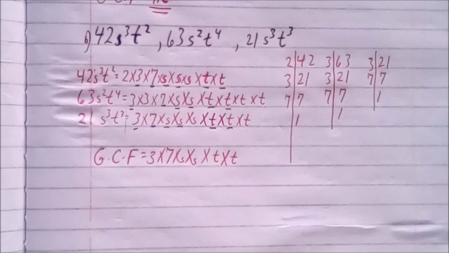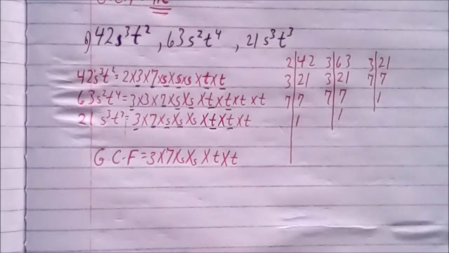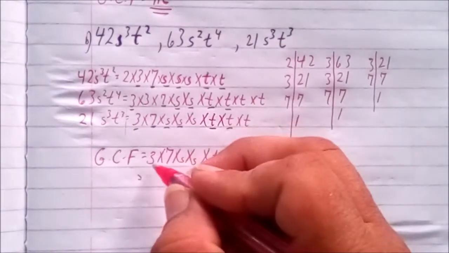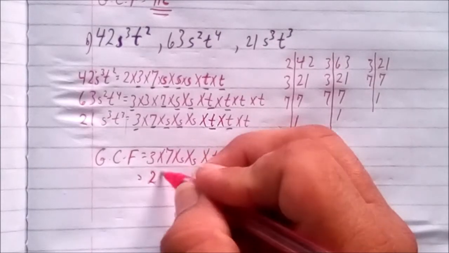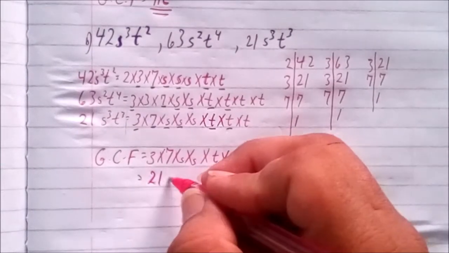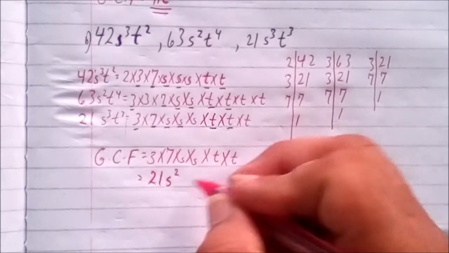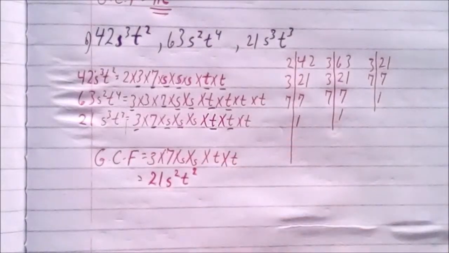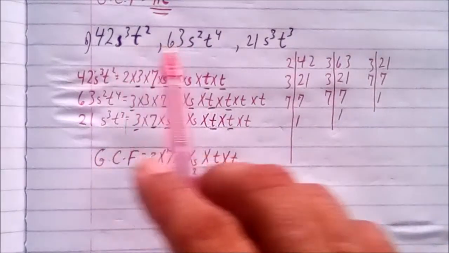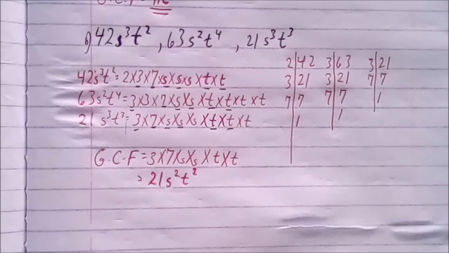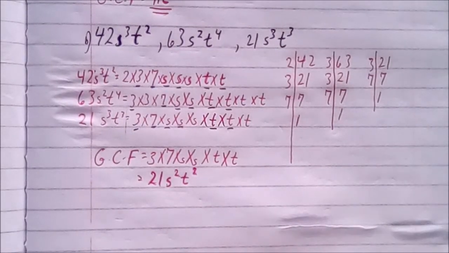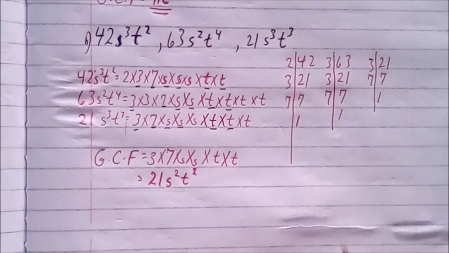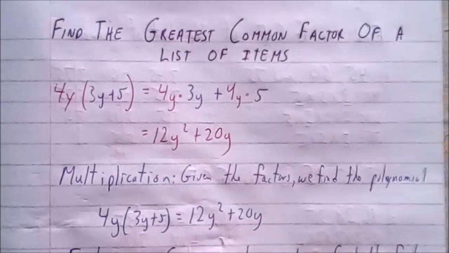Okay, so we multiply that out, and now we combine it to get 3 times 7, that gives us 21. s times s will give us s squared, and t times t, t squared. Okay, so that's our greatest common factor for these 3 terms here. All right, so this should not be difficult for us to be working out. So this is finding the greatest common factor of a list of items, which we just did.